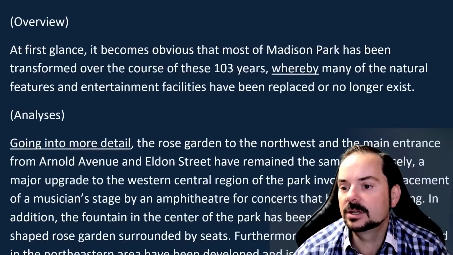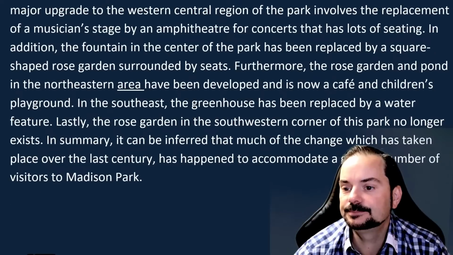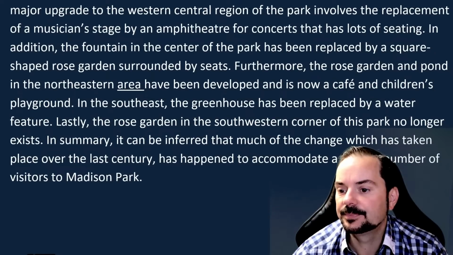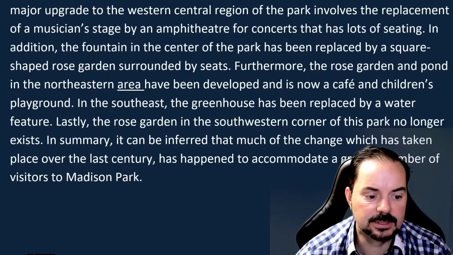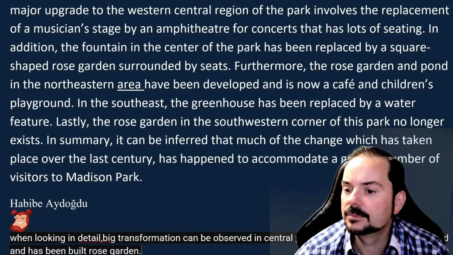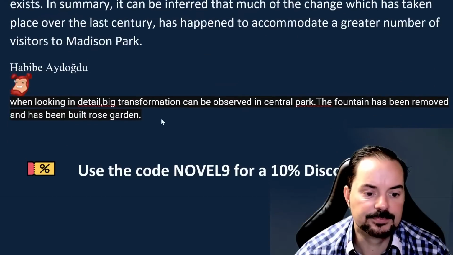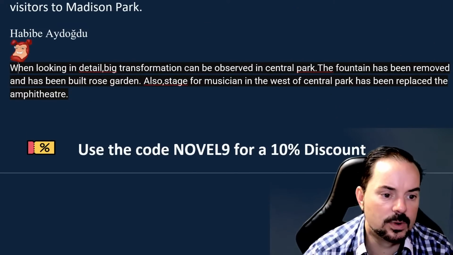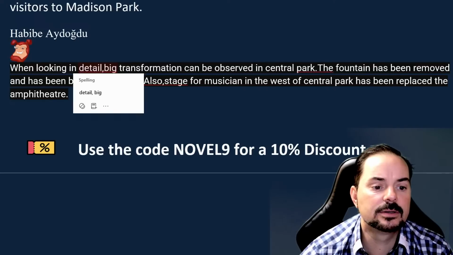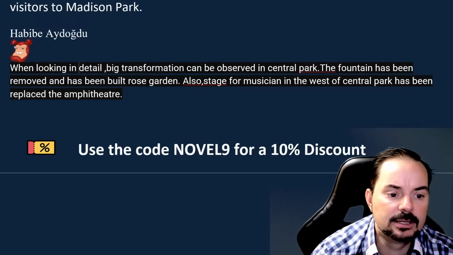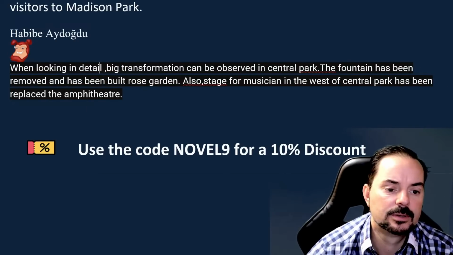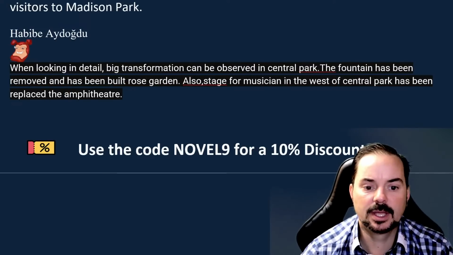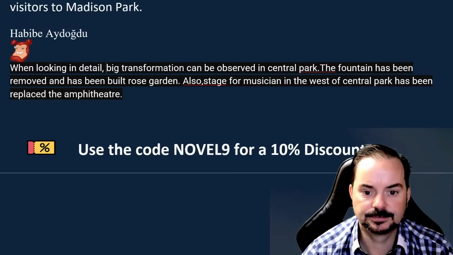Now, let me take a look at what some of you are writing. Okay. Let's look at Habibe here. Habibe is being very studious. Habibe, some good writing there. Okay, here we go. So Habibe writes, when looking in detail, big transformation can be observed in Central Park.